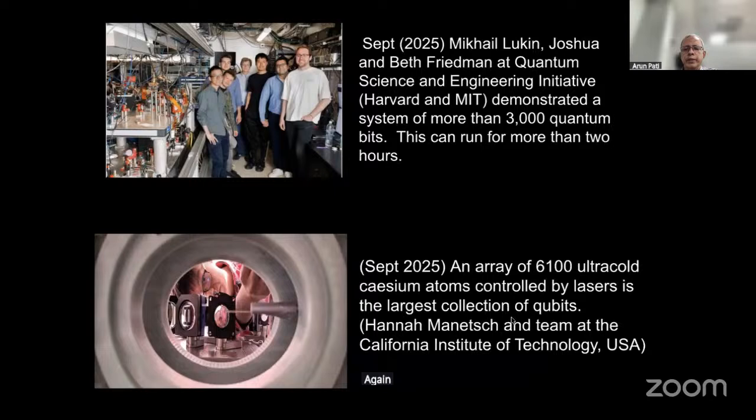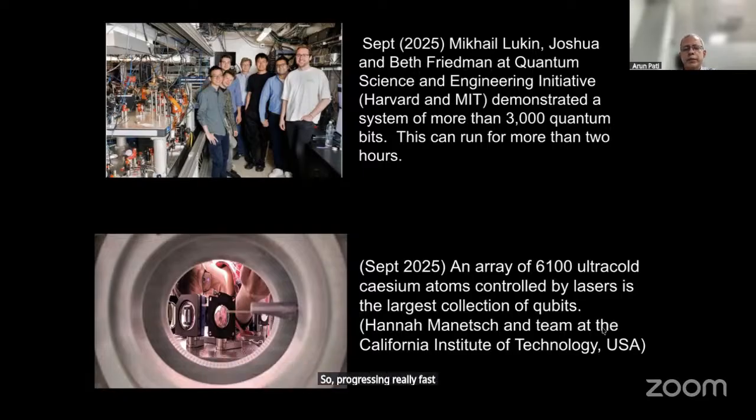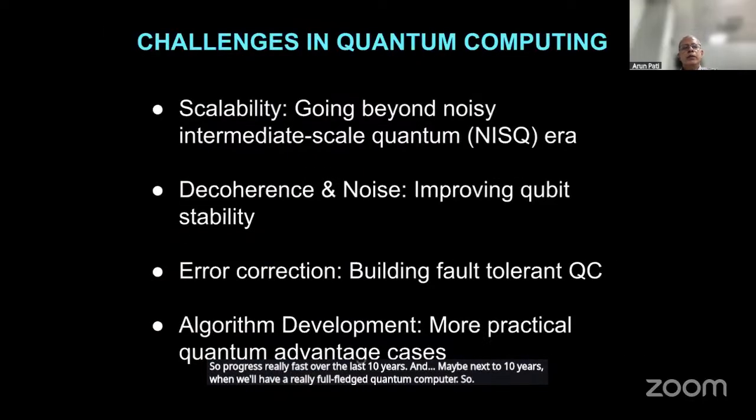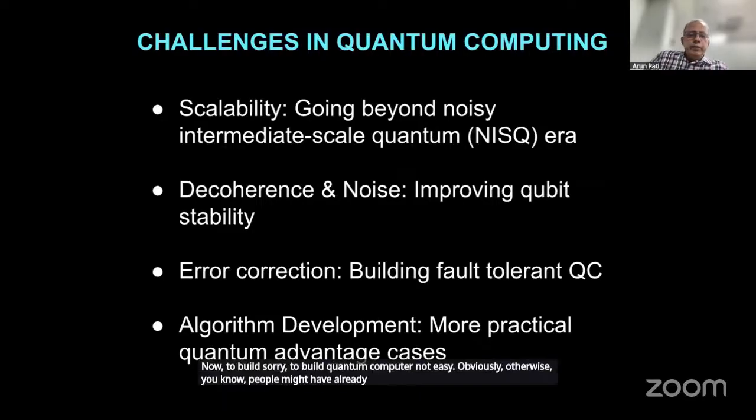Again, this is the record-breaking atomic qubit that this group has built. So progress is really fast over the last 10 years, and maybe in the next 5 to 10 years, one will have a really full-fledged quantum computer. Now, building a quantum computer is not easy, obviously. Otherwise, many companies would have already built this large-scale quantum computer.